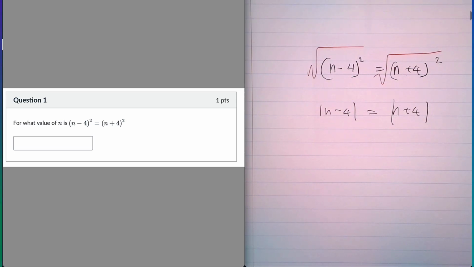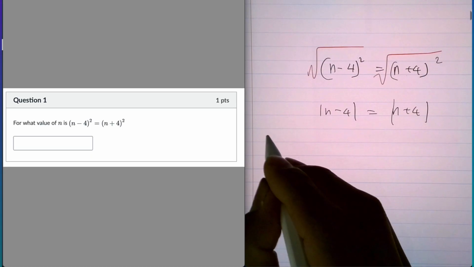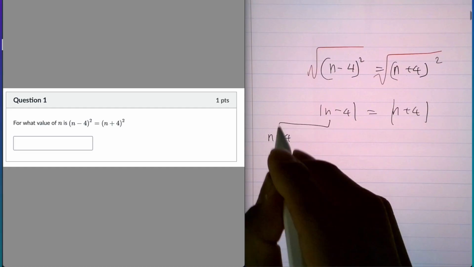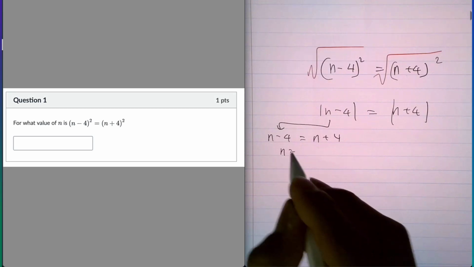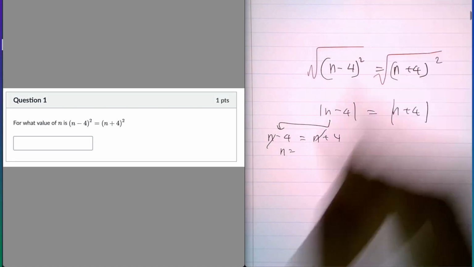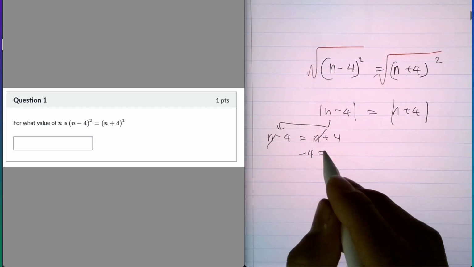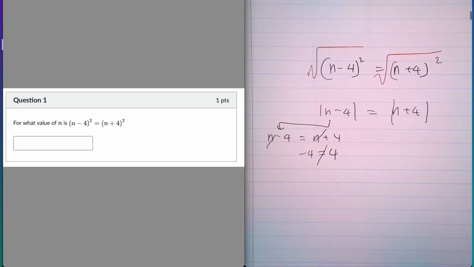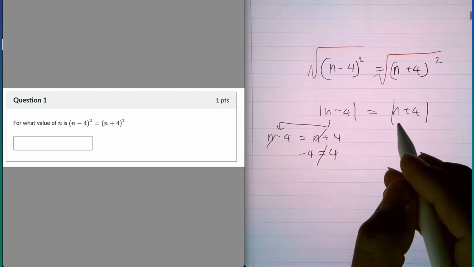We'll first ignore the absolute value. When you ignore the absolute value, we get, okay, so it won't work, right? When you subtract n on both sides, we get negative 4 equals positive 4. So it looks like there's no solution here. But what happens if you put one of them negative?